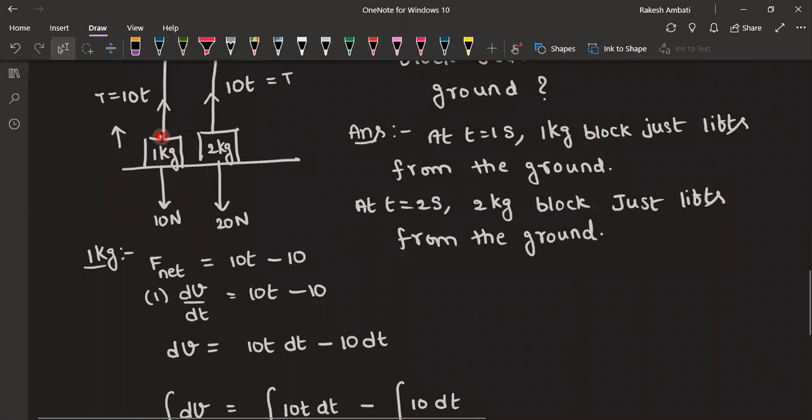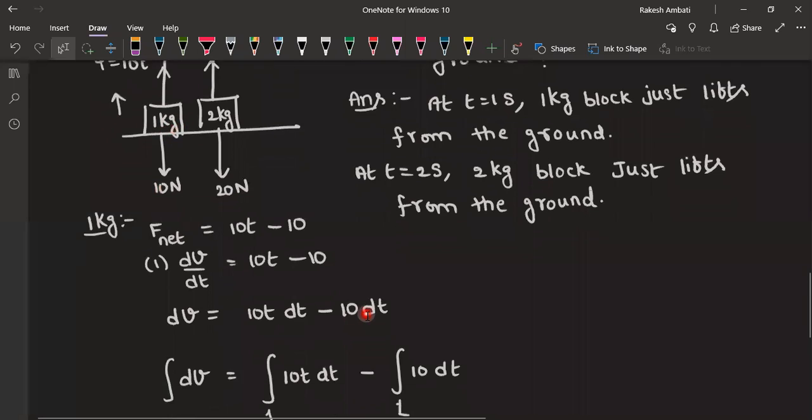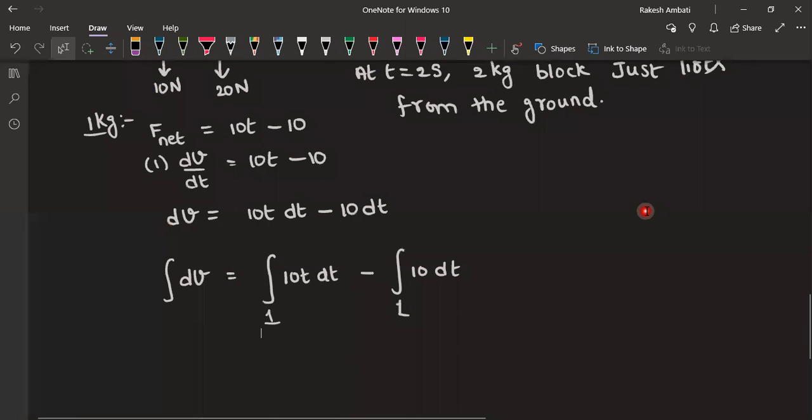Why? Because this 1 kg block will be lifted up at t equal to 1 second. So 1 second is the lower limit. At t equal to 1 second, the 1 kg block is lifted up. Then at t equal to 1 second, what is the velocity? V initial, 0, okay?